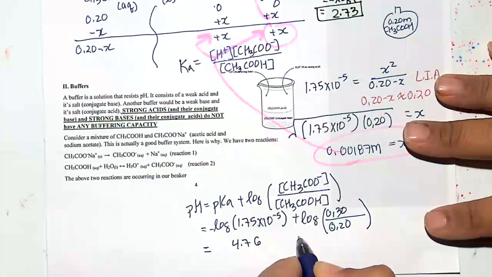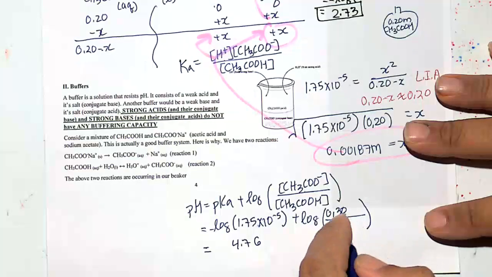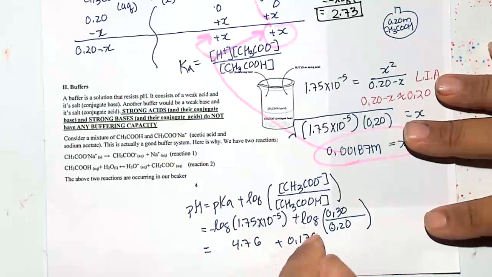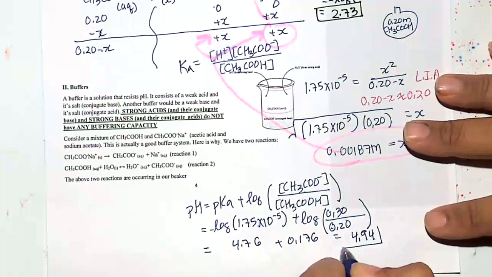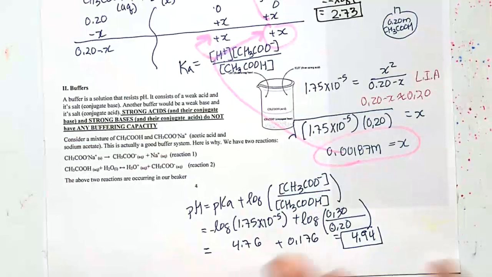I did it on my calculator beforehand, and I got 4.76. If you take 0.30 over 0.20, that's 1.5. Log of 1.5, which is this fraction, on my calculator I'm getting 0.176. So when I add them up together, I'm getting about 4.94. Make sure that your calculator answer corresponds to mine.